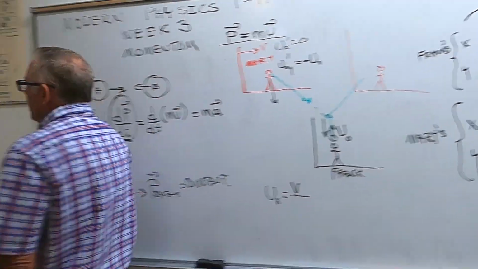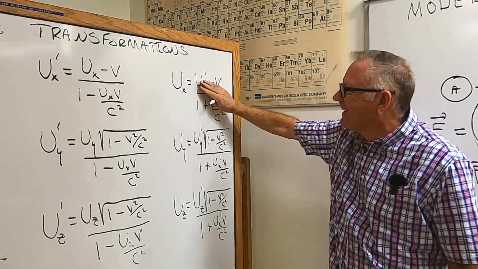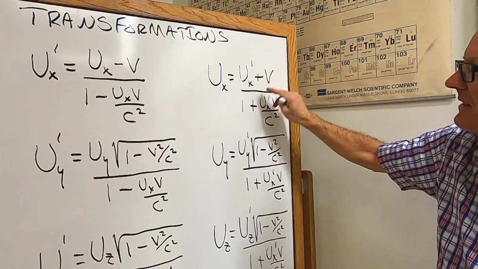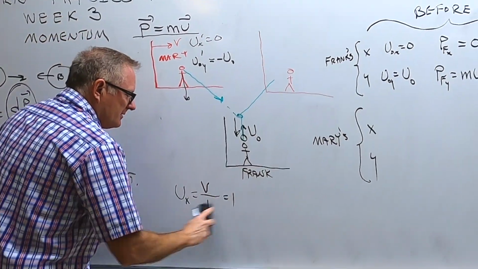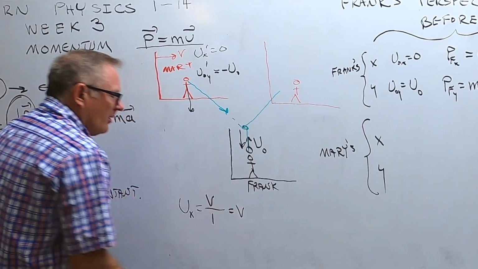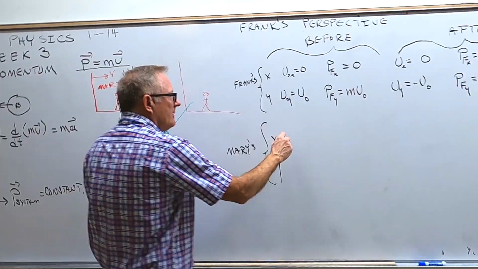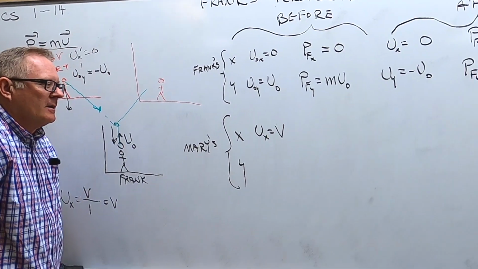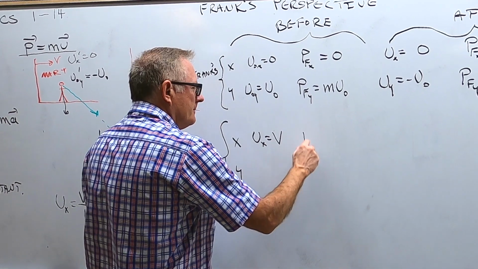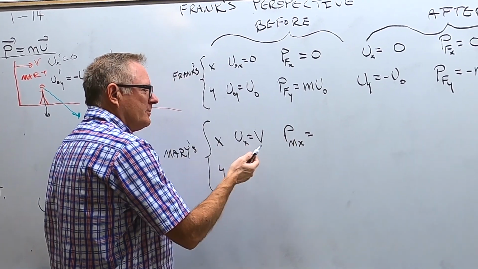all over, but u was 0. Both of these two were 0, so you can just get that all out of the way. And so you just get v over 1, which is just v. So ux is just v. That means the momentum of Mary in the x is m times this, which is mv.